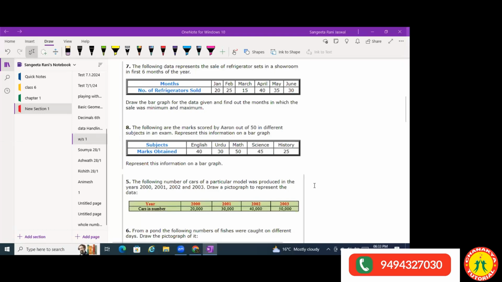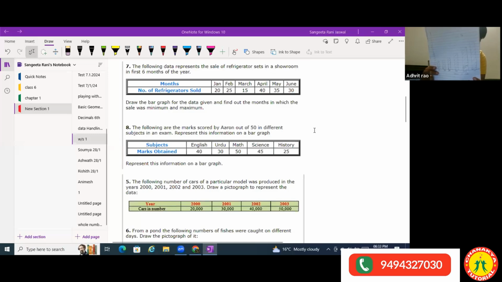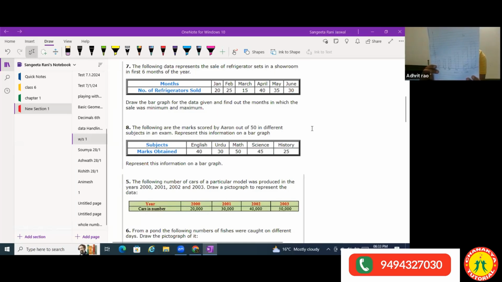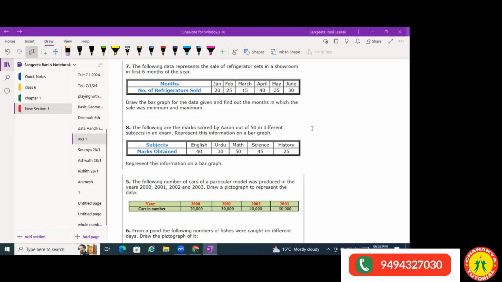Yes, Adrit, this is which question? Fifth. Okay, what scale have you taken? 10. That's correct. And please, with practice, increase your speed also, okay? Your speed and accuracy, both.